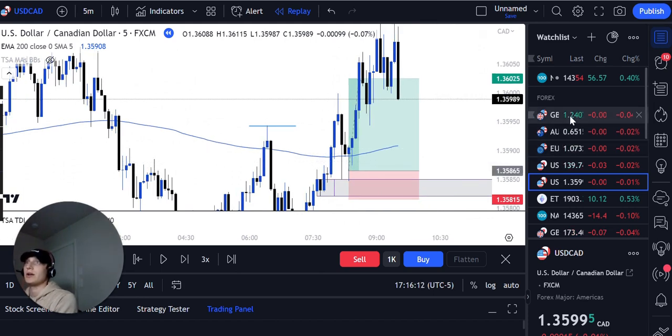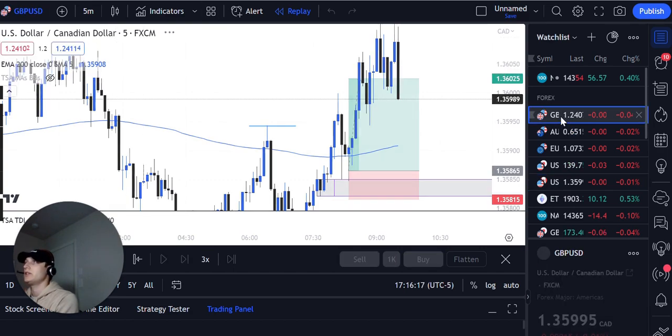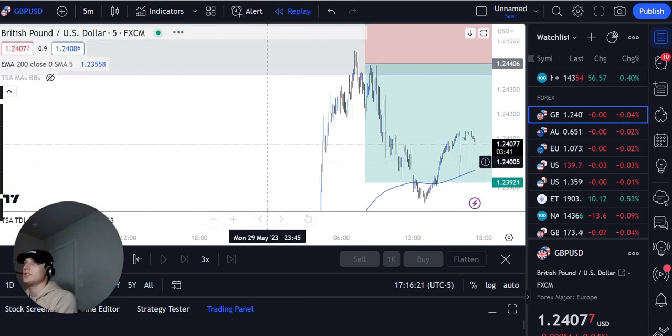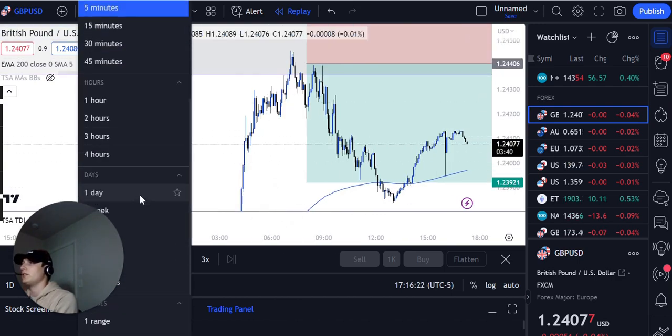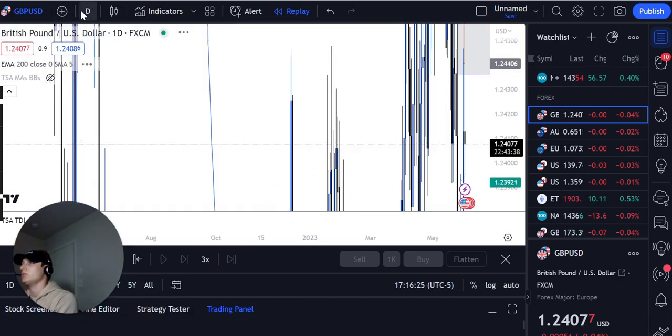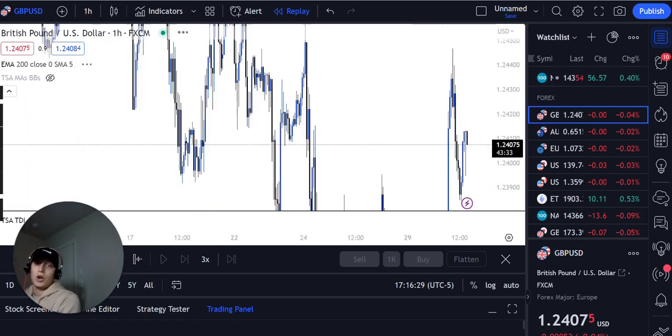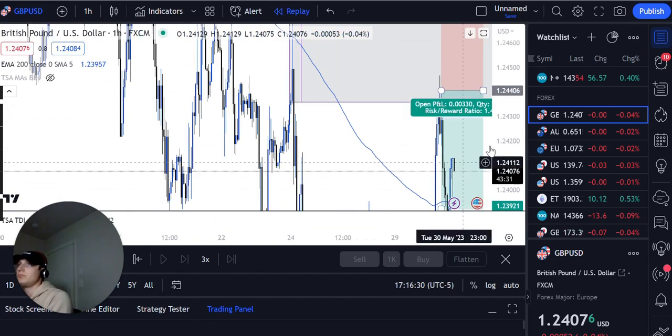Another trade that I want to go over, and like I said, it's on a different time frame. So we can go over to GBP USD. This is on the 5-minute, but I found this on the, not the day, whoops, I don't trade that high a time frame, on the 1 hour time frame.